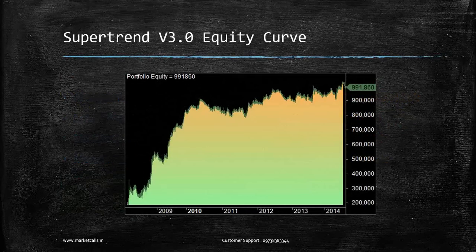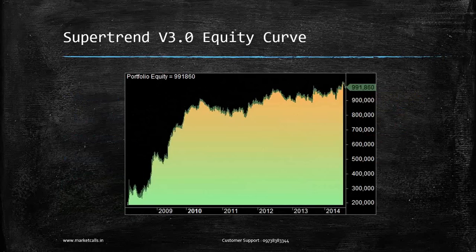So this is an equity curve of Supertrend version 3.0. This equity curve has been generated on Nifty futures for the last 7 years, from 2008 to 2014, where 100 shares of Nifty, which means 4 lots of Nifty, has been included with a brokerage of 100 rupees per transaction. That means 100 plus 100, 200, will be the brokerage for 2 legs of the Nifty future.